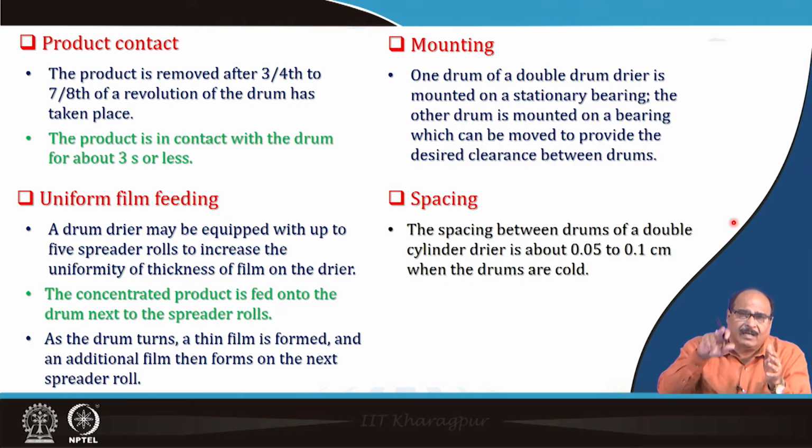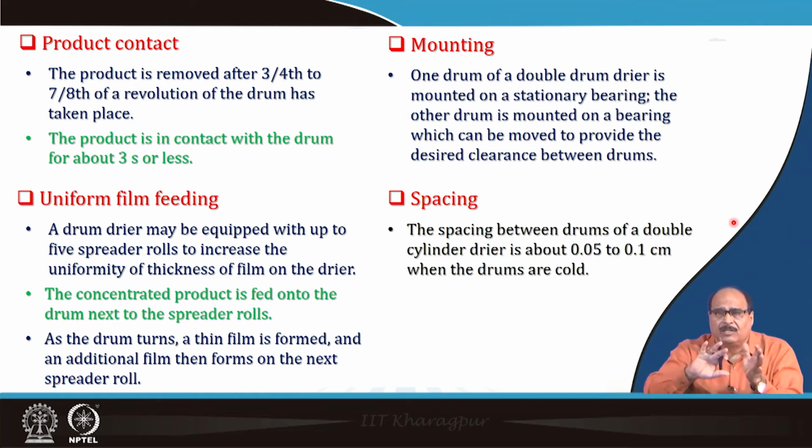So these are, and also very important is the uniform film feeding, that is the consistency of the material and the speed at which the drum rotates, so that it is uniformly spread on the drum, that is the feeding. The concentrated product is fed onto the drum next to the spreader rolls.